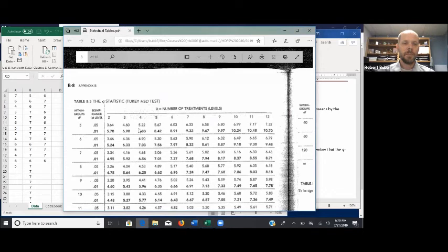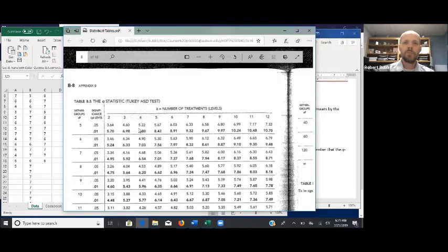I'm going to go down to table B5, and this is going to be on appendix page B8. And you're going to notice that it says the Q statistic or Tukey's HSD test. That's the one that we are doing here. So this is our post hoc test. And you're going to notice that we have several columns and some rows here.